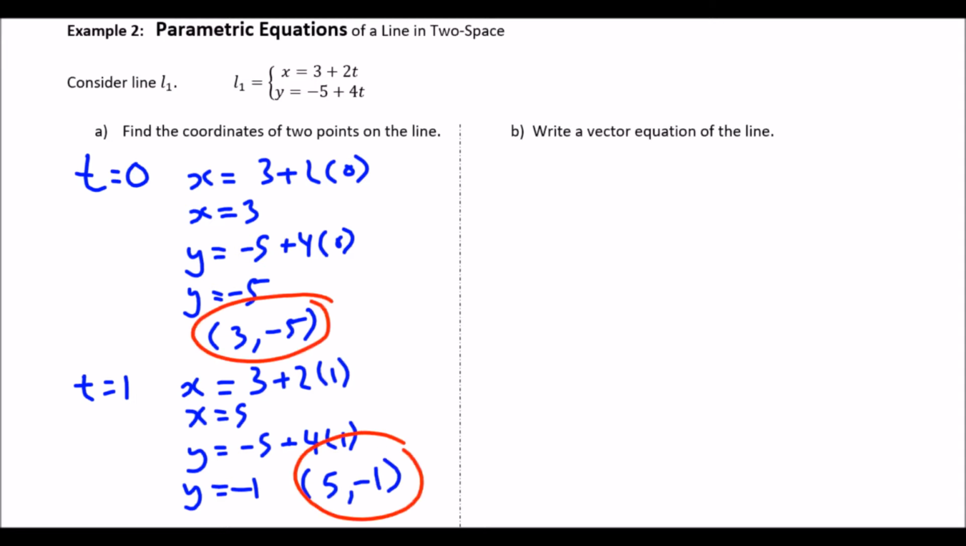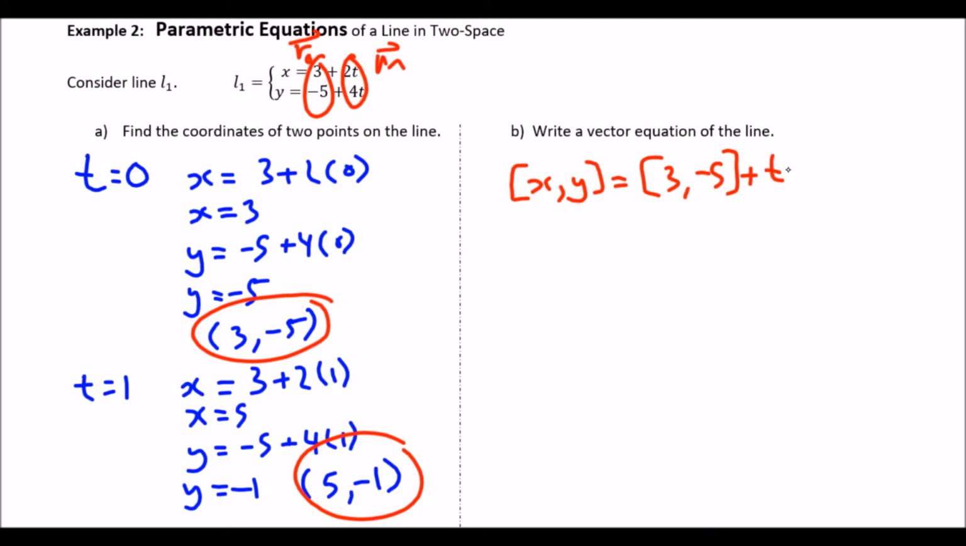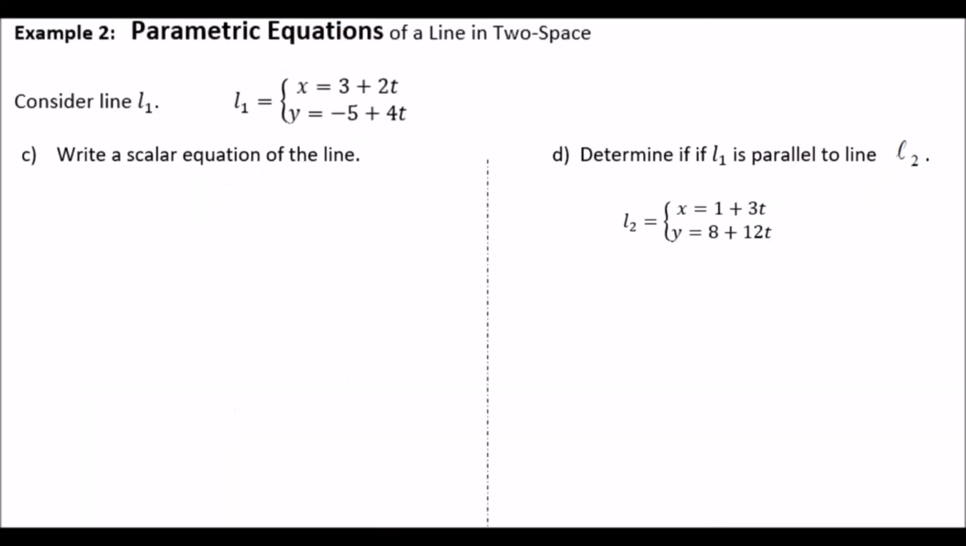All right. Now write a vector equation of the line. A vector equation of the line is pretty easy. It's actually already right here for me. I've got my r naught, so these two are my r naught, and these two values, the two coefficients, are my m. So the vector equation would be (x, y) is equal to (3, negative 5) plus t(2, 4). All right. Let's keep going here.